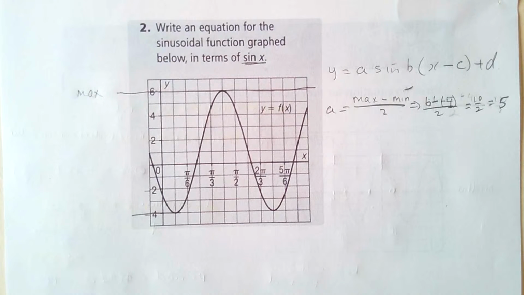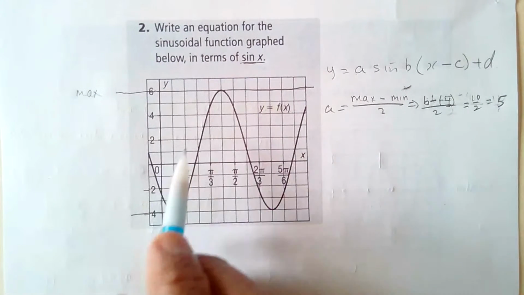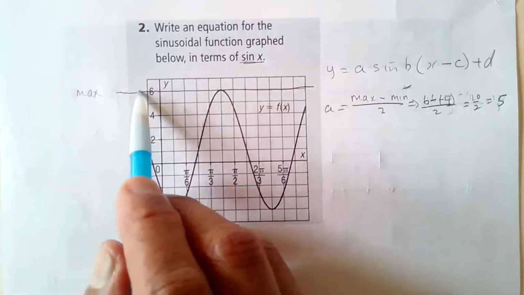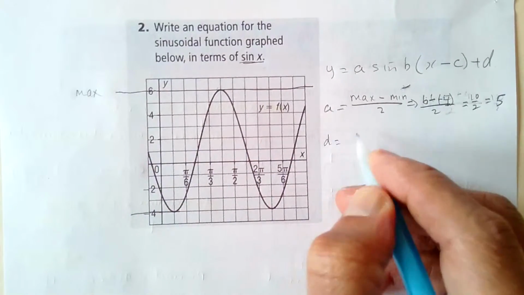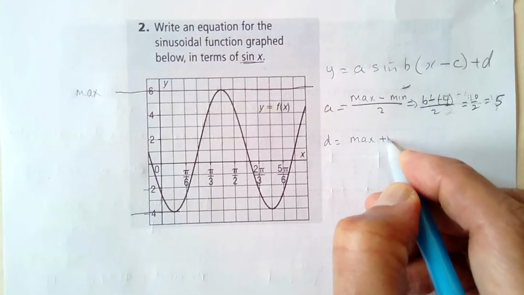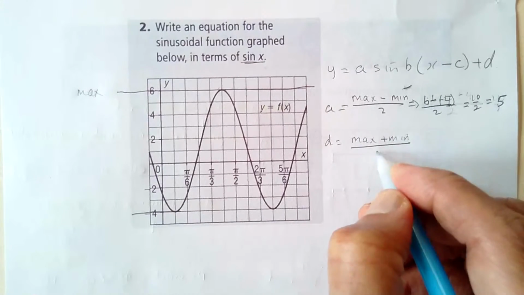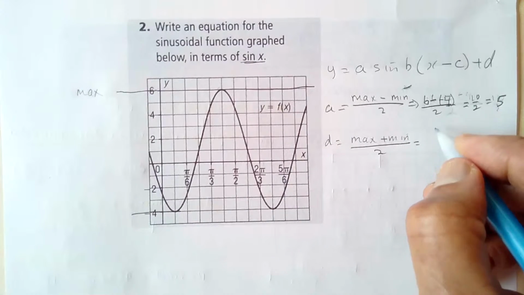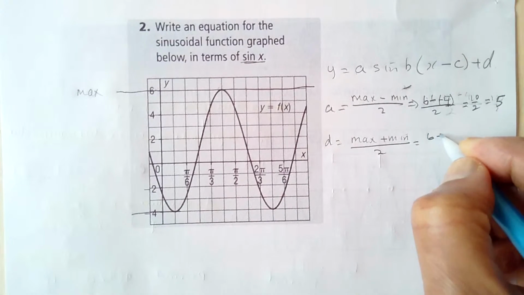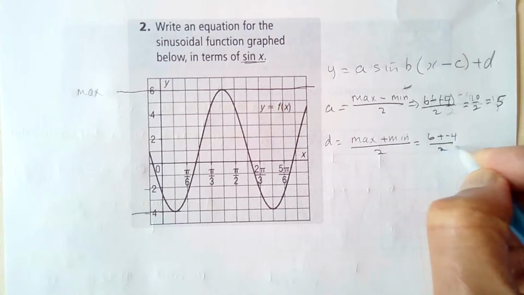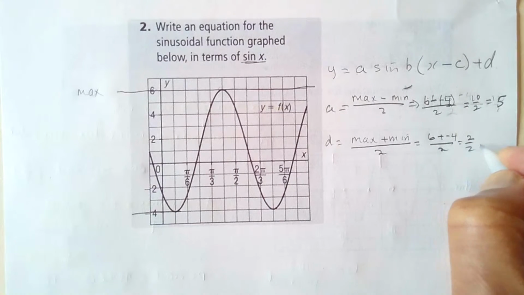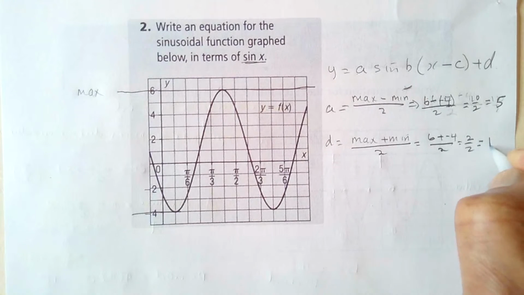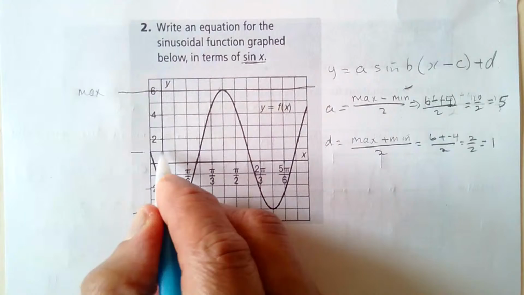Okay. Now we need to find our midline. So midline is your maximum plus your minimum, divided by 2. It's like finding your average, right? Which is 6 plus negative 4 divided by 2, which is 2 over 2, and that gives us 1. So now this is our midline.